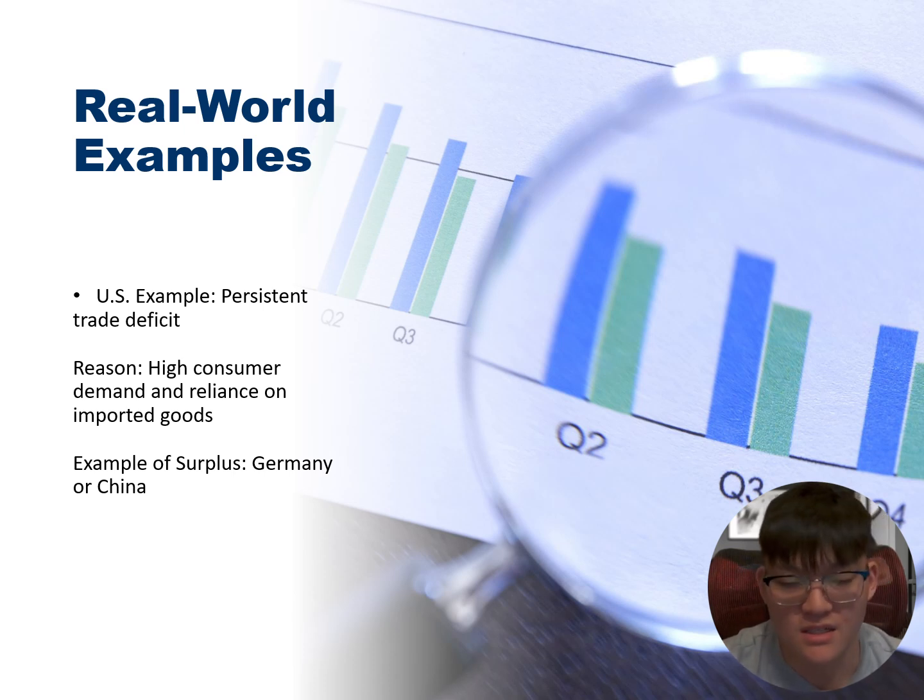A trade deficit isn't necessarily a bad thing. It can mean that consumers have strong purchasing power and that foreign countries are willing to invest their earnings back into the US economy through bonds and assets. On the other hand, countries like Germany or Japan usually have trade surpluses because they export large amounts of manufactured goods, such as automobiles and industrial machinery. Their economies are oriented so that they earn more from selling abroad than they spend on imports.